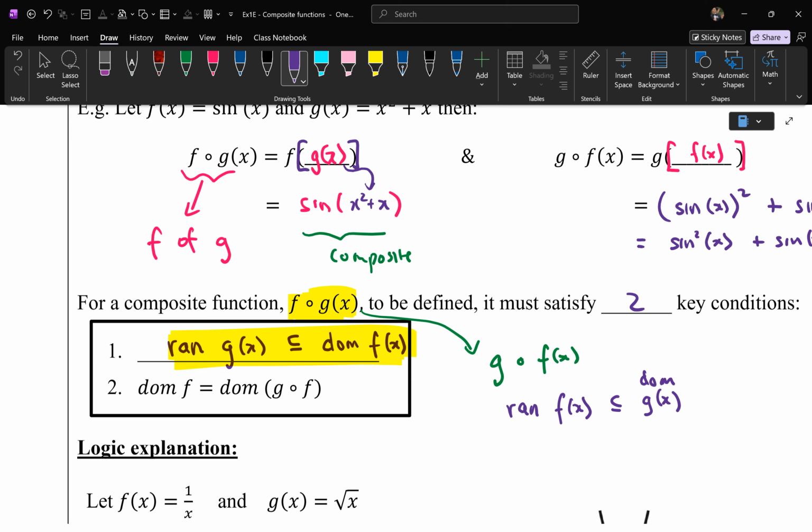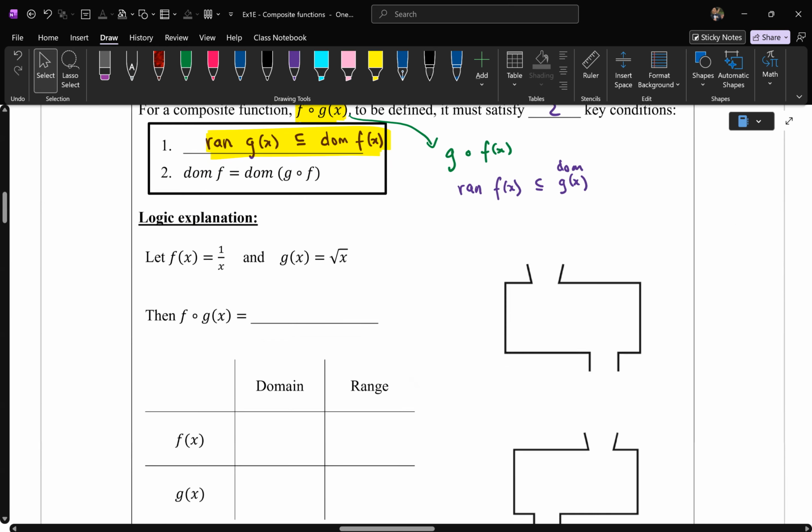Okay, it just makes sense. So I'm going to show you why it is the other way around. If it's f at the front, it seems like the range of g needs to be the domain of f. And then if I swap this around again, same thing. It needs to be the range of f to be the domain of g. Why is that? Okay, so let's have a look at an example.